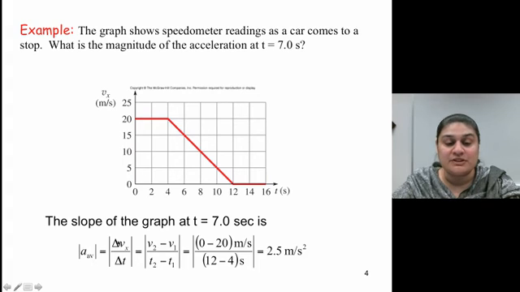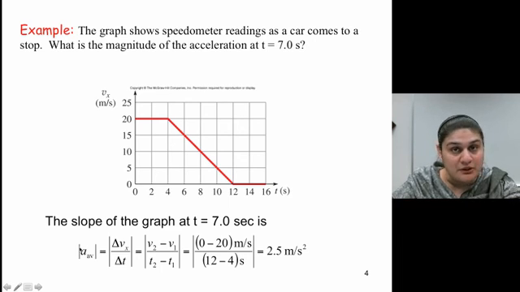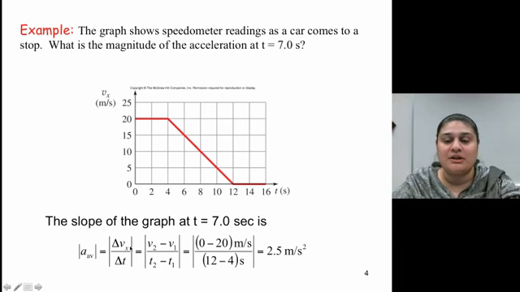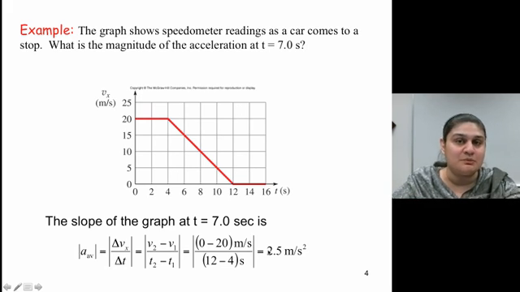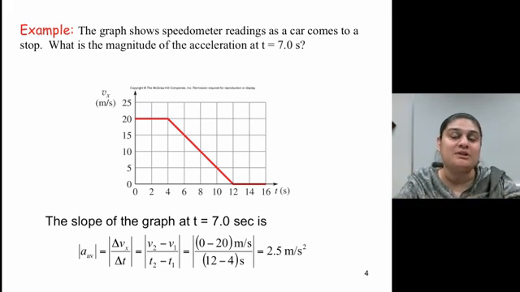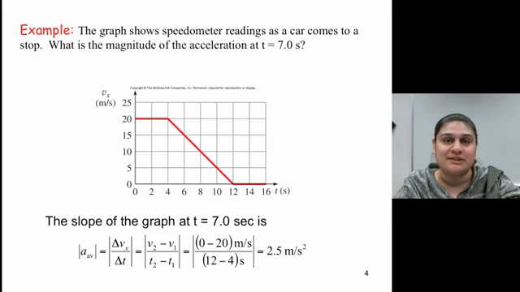So a average equals delta v over delta t, which means velocity at 12 seconds is 0 and velocity at 4 seconds is 20. So take the difference and your answer comes out to be 2.5 meters per second squared. Note that we are taking the magnitude here. If we were not taking the magnitude here, my answer would come out with a minus 2.5, which basically means that it is now a decreasing acceleration, or some people want to call it deceleration.